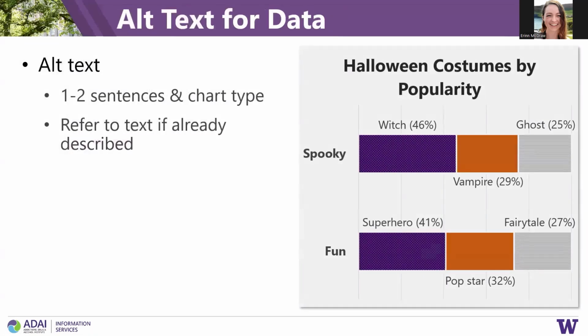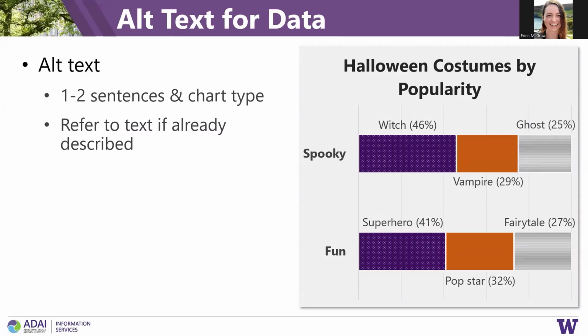And as Meg mentioned earlier, alt text is a really important accessibility measure, and that also includes using it with charts and graphs. You'll want to have one or two sentences that describe the data, including the chart type. And another important tip is if the data is described in the text next to it, you can just put something like "refer to text for description" as your alt text to avoid redundancy so that the screen reader doesn't read the exact same thing twice.